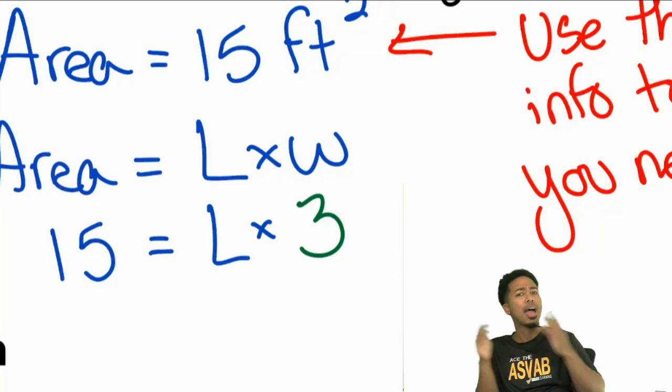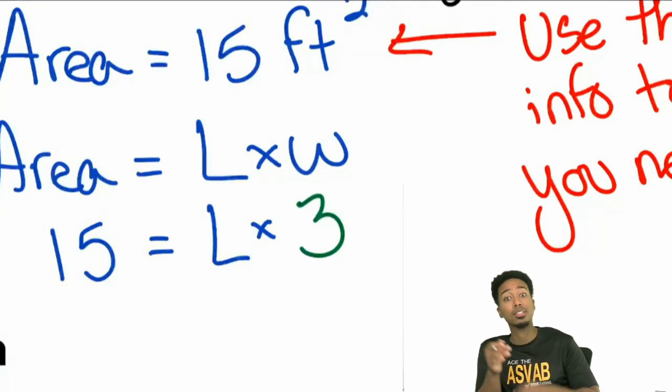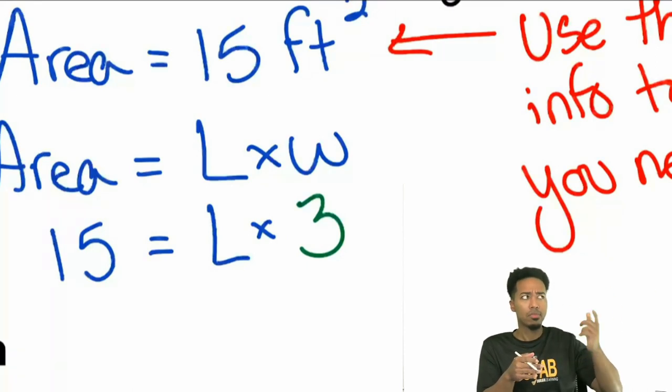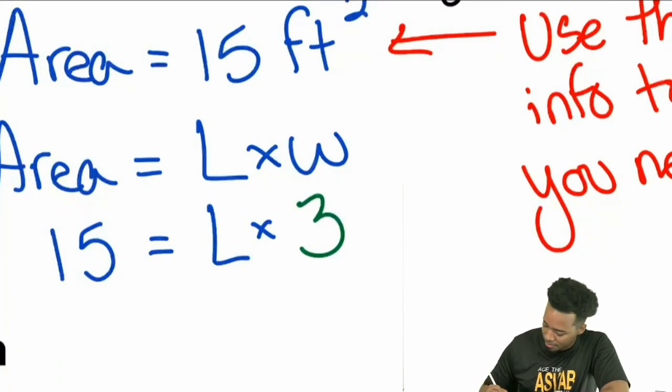Now, you don't even need to think backwards for this problem. It's right there in your face. 15 equals some number L times 3. 5 times 3 is 15. Boom. L is 5. L equals 5.